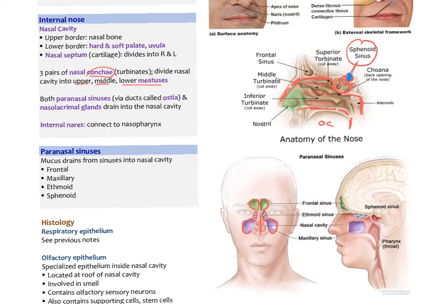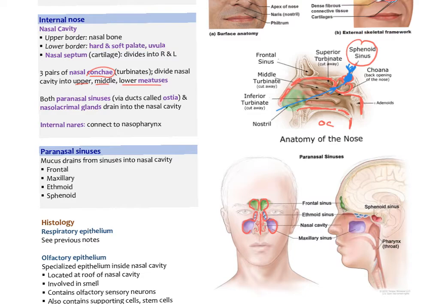And that, of course, is attached by a stalk to your hypothalamus, and that's all part of that limbic system and so forth. This is important because one of the procedures for pituitary tumors is to actually go in with a probe and drill through the bone here, go through the sinus, drill through this bone, and then access the pituitary with a little endoscope. So those are the paranasal sinuses.